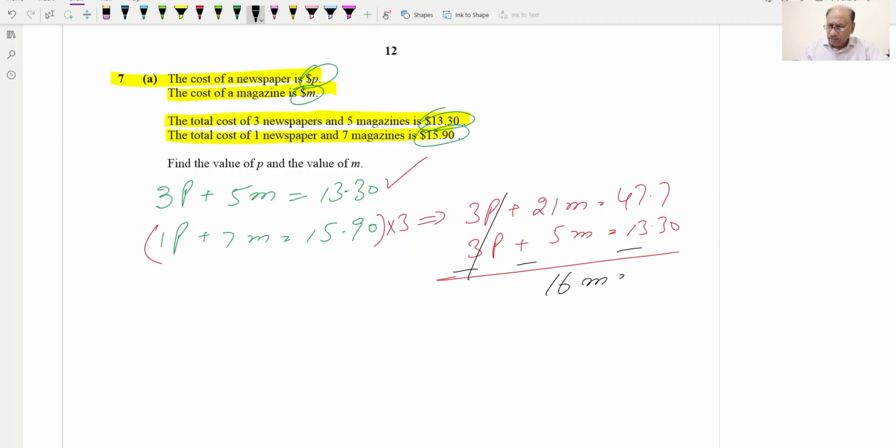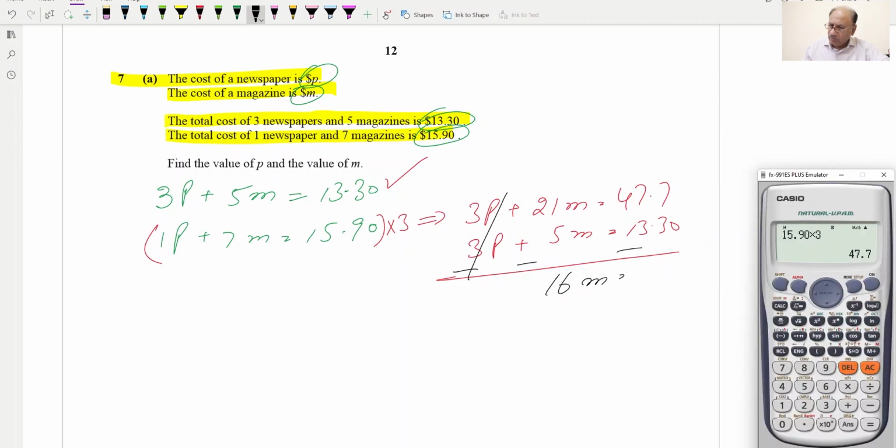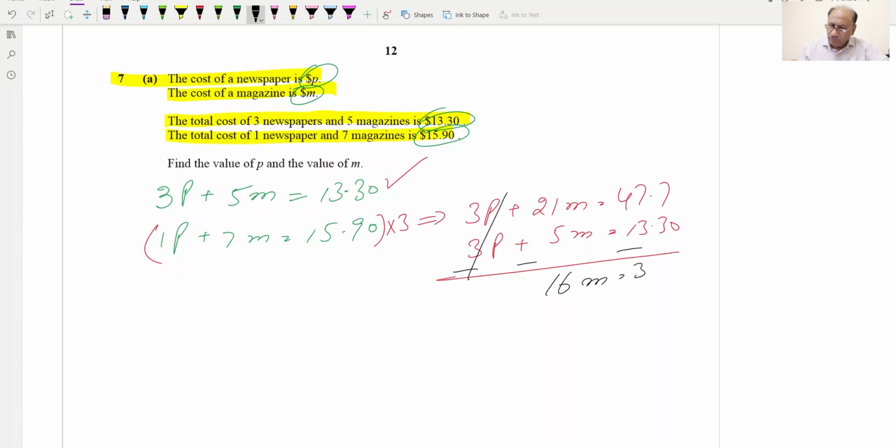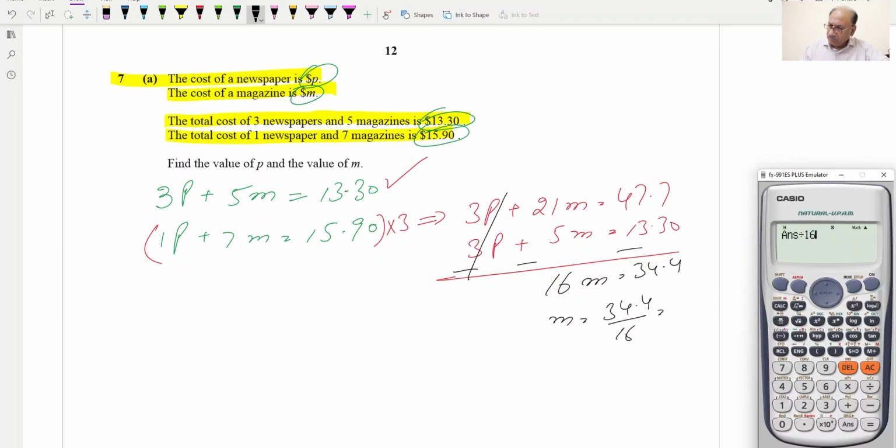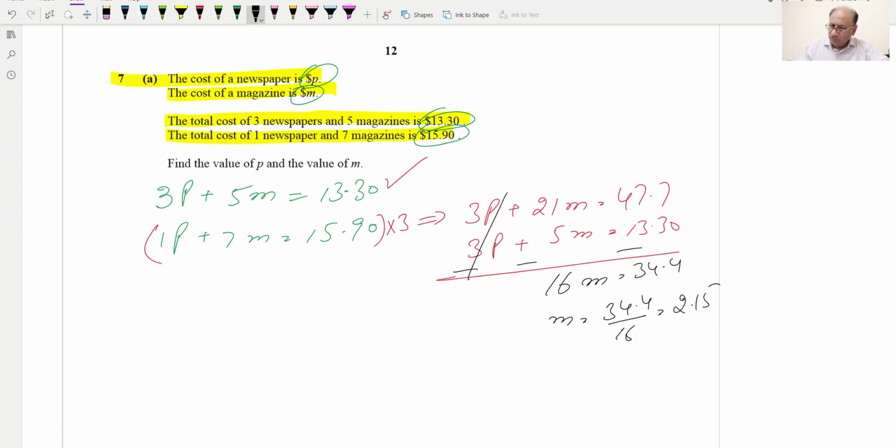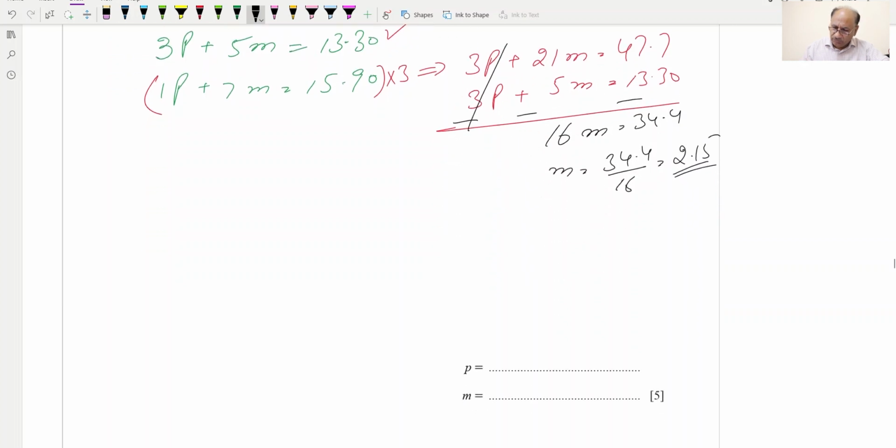So 16m is equal to 47.7 minus 13.30, and this will be equal to 34.4. So m value will be equal to 34.4 divided by 16. So divided by 16 will result in 2.15. So this will be the m value which we got, and we can write here 2.15.